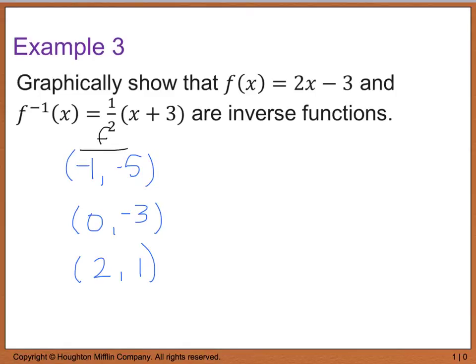If I plug those in, 2 times -1 is -2, minus 3 gives me this -5. So if I come over here and I plug in the point (-5, -1), this also should be a solution. So -5 plus 3 is going to give me -2. And again, I'm doing this all right here. -2 times 1/2 is going to give me -1, which is what I would expect here. And you can do this for each one of these coordinate points.